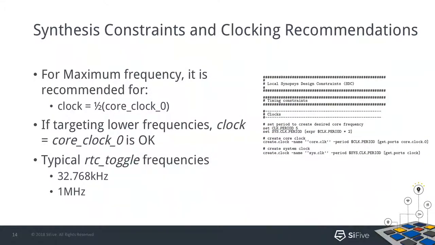We also describe the clocking in the user guide, and also in the user guide, we provide an example synthesis constraints file, which you can see on the right. We also provide some guidance on clocking recommendations, depending on your exact implementation. If you're interested in maximum frequency, then our recommendation is to set clock equal to half the frequency of core clock 0, so that the ports and the peripherals are running at half the frequency of the core. However, if you are targeting lower frequencies, it is perfectly acceptable to have clock and core clock 0 equal.